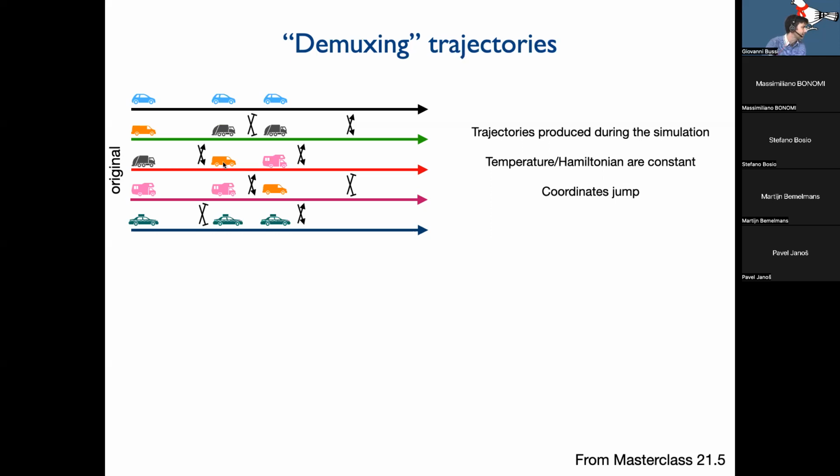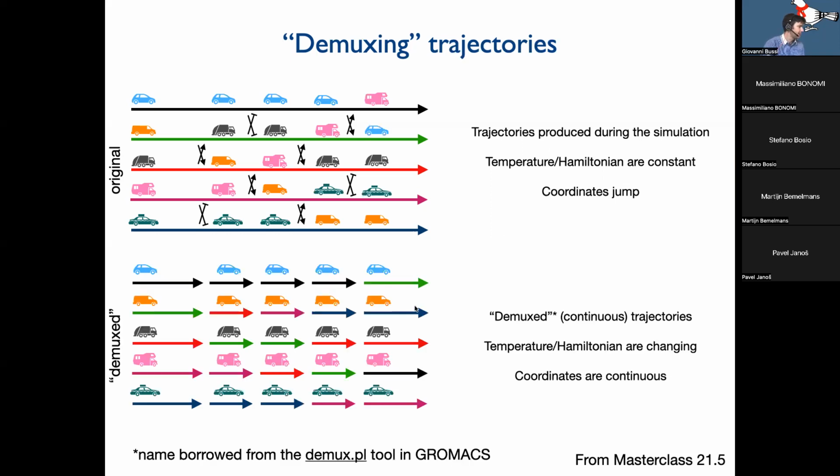If you analyze one of these trajectories, apparently you have transitions which are very frequent. So it's useful to produce also these so-called MUX trajectories. I call them like that because the tool in GROMACS to produce them is called demux. It's a Perl script, and these trajectories are continuous. So you can follow them. You can count transitions between state A and B in these trajectories. But on the other hand, the temperature, for instance in case of parallel tempering, is not constant anymore in these simulations.